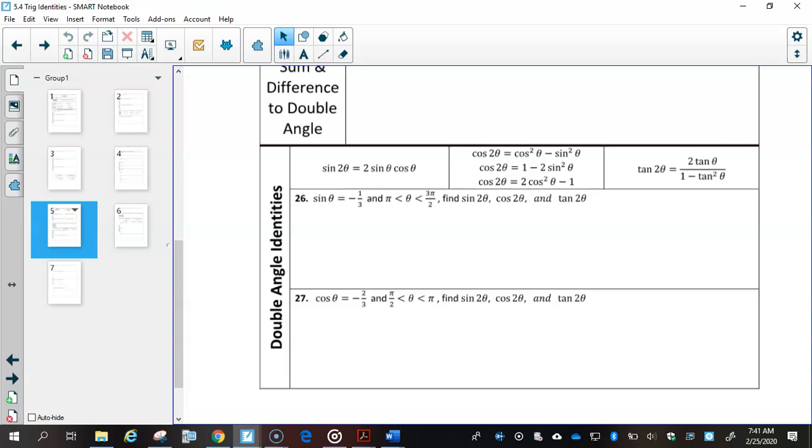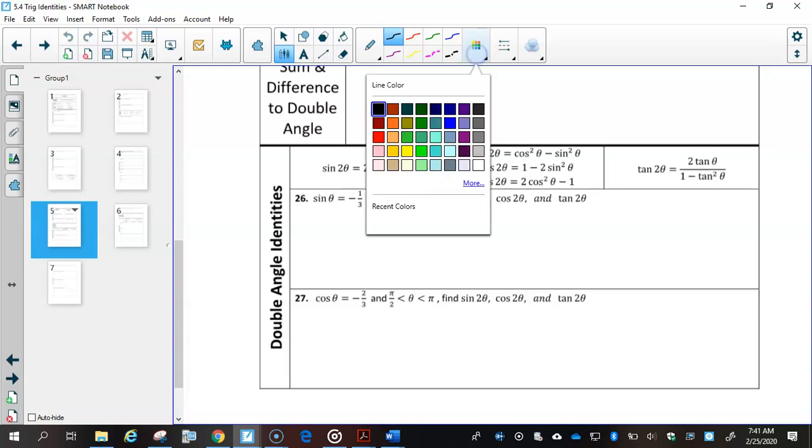Alright, so we're going to start off with number 26. Notice that this one asks you to find the sine double angle, the cosine double angle, and the tangent double angle. Pay attention to problems later because it may just ask you for one of those and may ask you for all 3. Just pay attention to that.